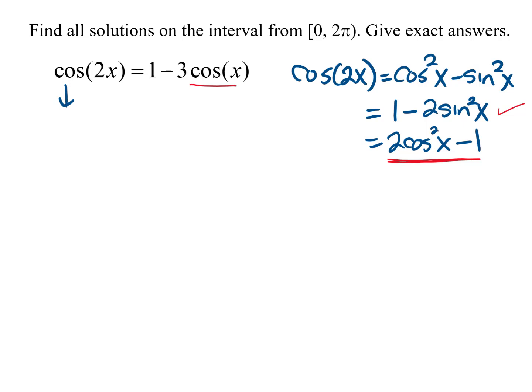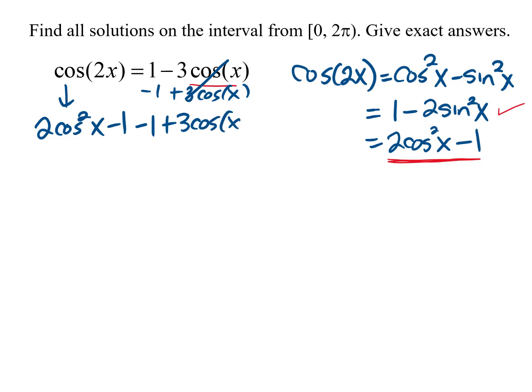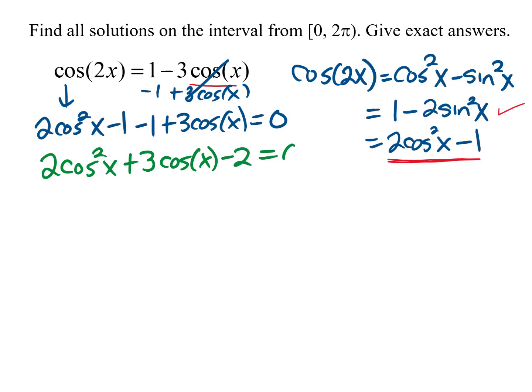So I'm going to replace cosine 2x with 2 cosine squared x minus 1. And then I'm going to subtract 1 and add 3 cosine x to both sides to get this other side to be 0. So now let's round up like terms and put it in descending order so I can see about factoring it. So this is 2 cosine squared x, then the cosine term, 3 cosine x, and then minus 2 equals 0.